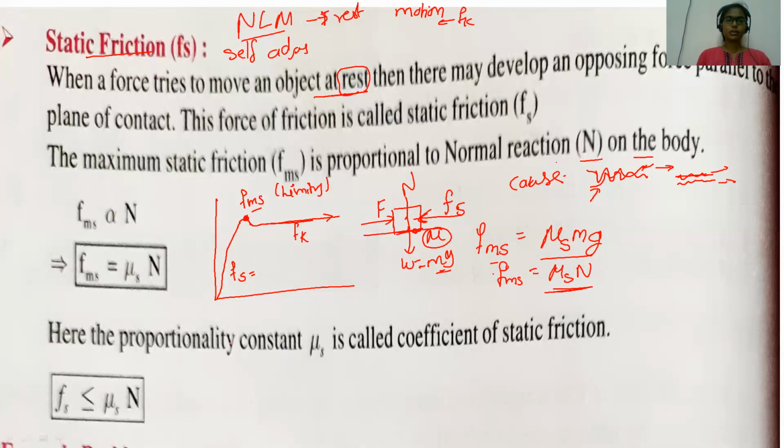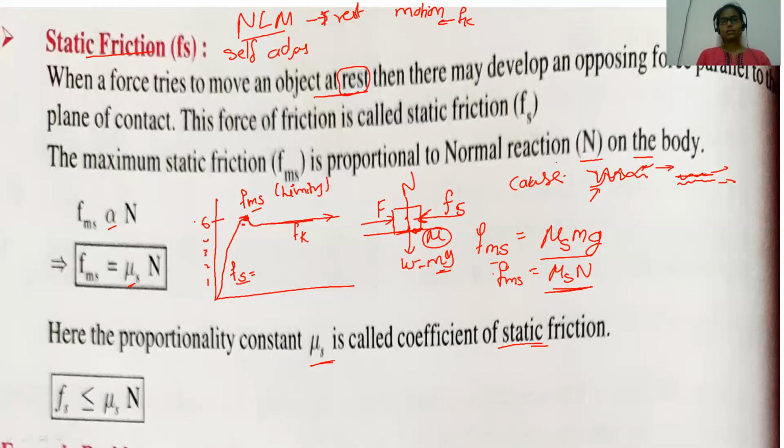Next, the proportionality constant. Here, instead of writing a proportionality constant, we wrote mu s. That mu s is called the coefficient of static friction. See, up to this point we call it static friction. Suppose this is 1, 2, 3, 4, 5 like that. Suppose 6 is the maximum static friction.